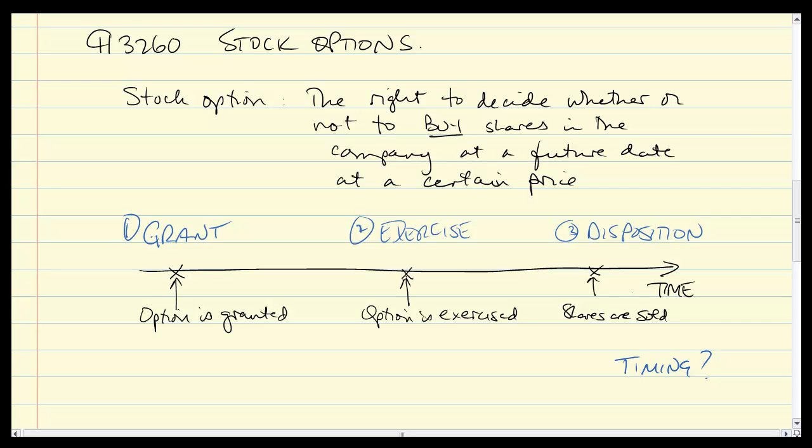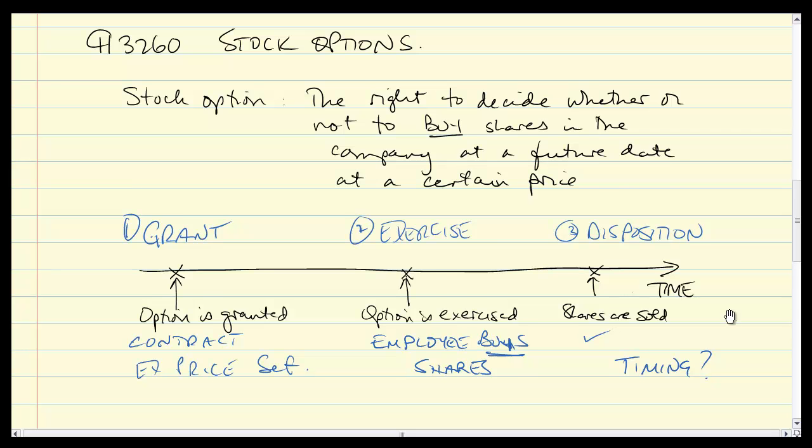So when an option is granted, a contract of some kind is signed and an exercise price is agreed on. Okay? That's all that happens there. No money changes hands. Then, at exercise, the employee buys the shares. So this is a cash outflow for the employee. And then when the shares are sold, the employee sells them. Okay, so that's the mechanics of it.